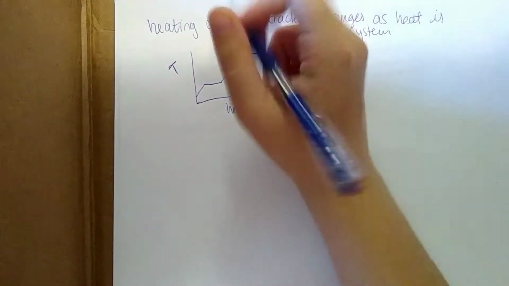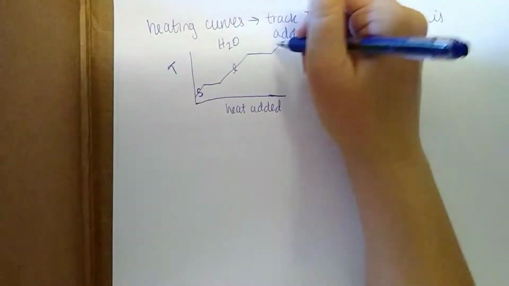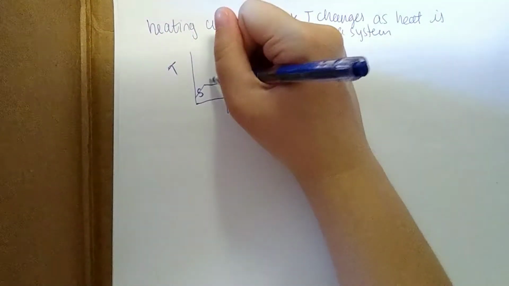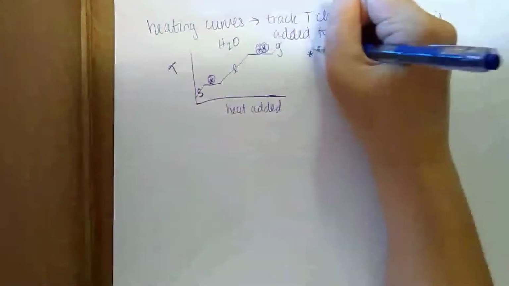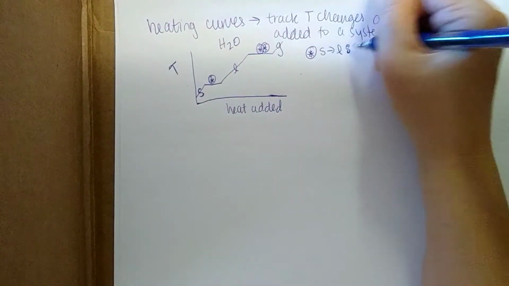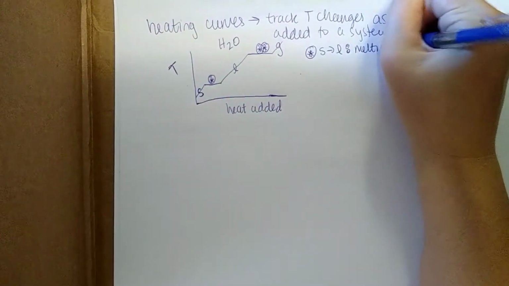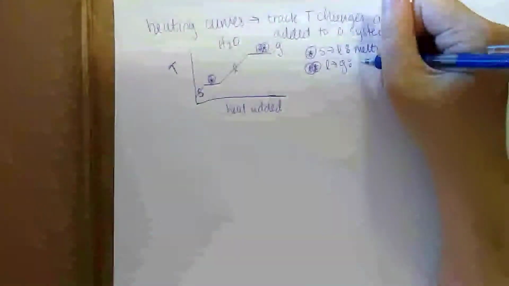So once again, this is our solid phase, so we'll put an S here. This is our liquid. This is our gas. And these areas with the stars are the phase changes. So I'll say this one is going from solid to liquid, so we know that this is melting. And then the double star is going from liquid to gas, so we know that this is evaporation.